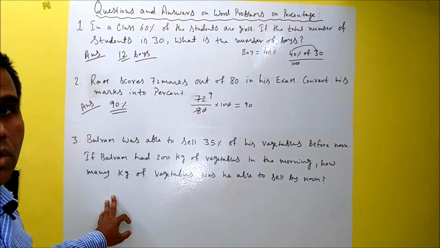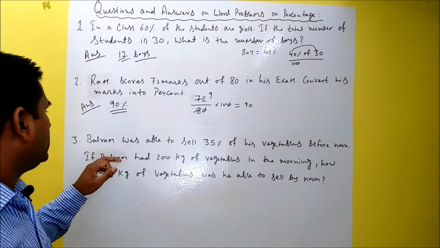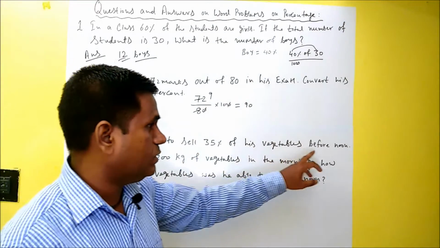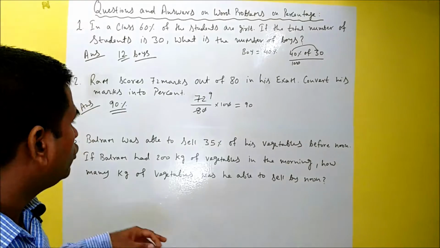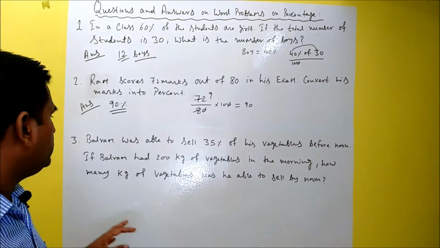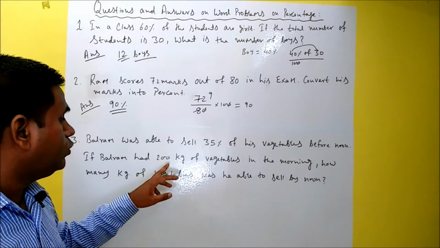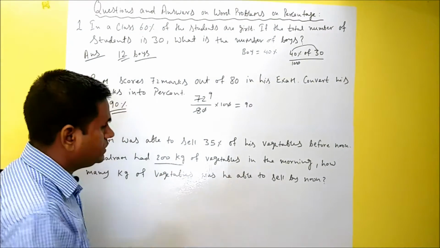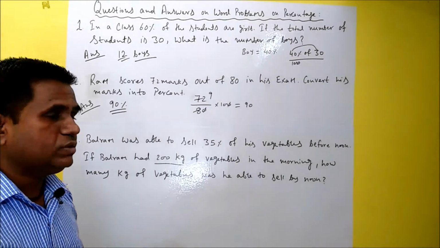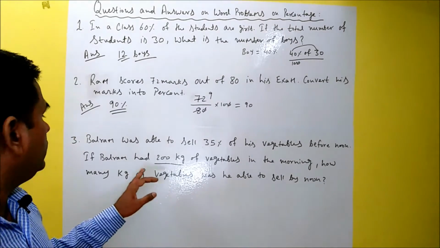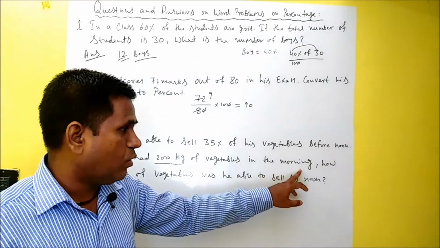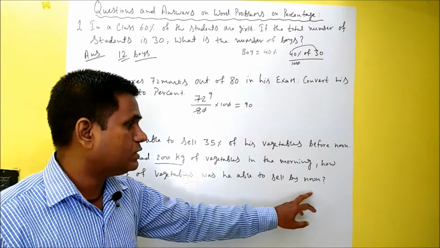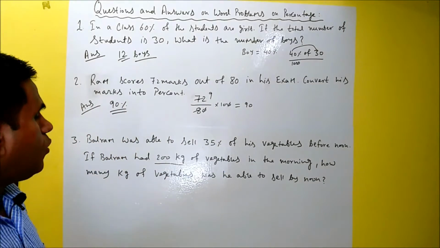Now let us see the third problem. The third problem says Balram was able to sell 35% of his vegetables before noon. Before noon he is able to sell 35% of his vegetables. If Balram had 200 kg of vegetables, so here you can see 200 kg is the total vegetables which Balram had. If Balram had 200 kg of vegetables in the morning, how many kg of vegetables was he able to sell by noon?